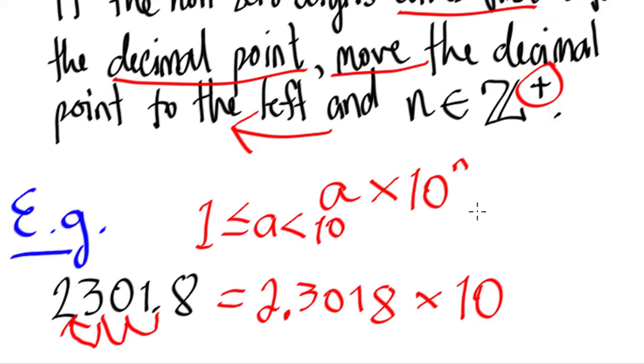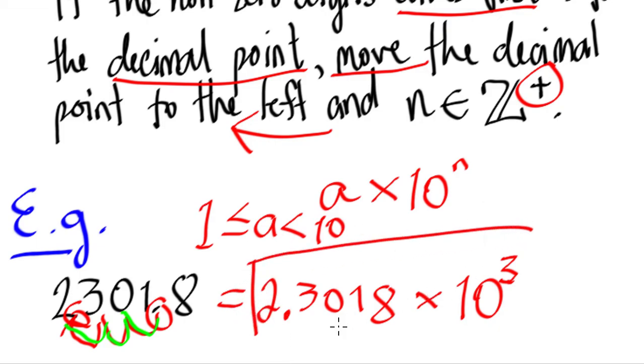N tells us the number of movements we did from the original starting point to the new starting point. So how many? Please count with me. We had 1, 2, 3 movements. So we moved the decimal point 3 place values to the left. Therefore our n is equal to 3. So this is the scientific notation of 2,301.8. We have 2.3018 times 10 raised to 3.